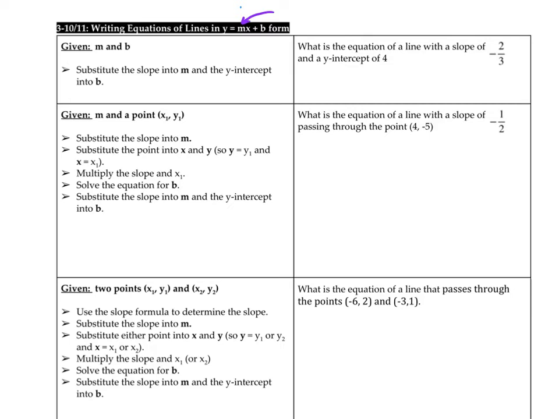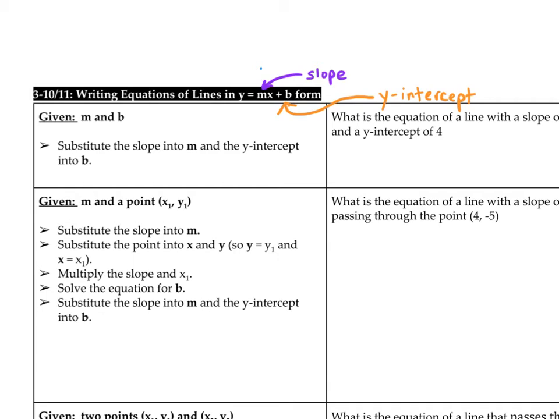So remember that m is the slope, and remember that b is the y-intercept. And of course, the other thing you need to remember is the formula for slope is y2 minus y1 over x2 minus x1, or you can say it's rise over run.